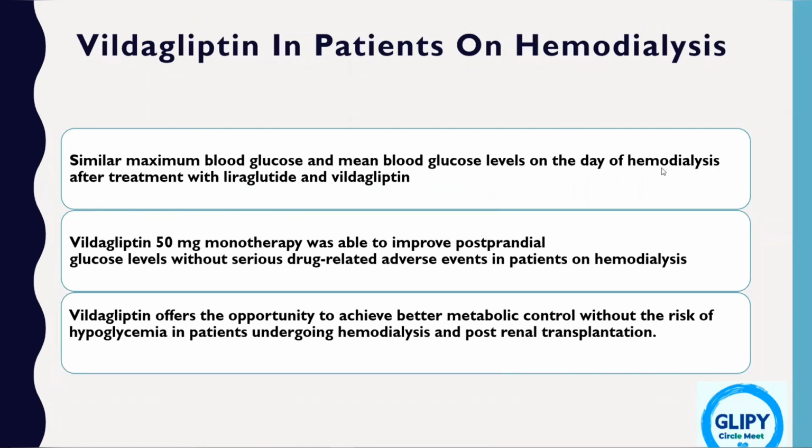So even in patients who were on hemodialysis, good control of both fasting as well as plasma glucose has been maintained by using vildagliptin and maybe sitagliptin. Vildagliptin 50 milligram monotherapy has been shown to be able to improve the postprandial glucose levels without any drug-related serious side effects in patients who are on hemodialysis. We routinely use them in patients who have undergone post kidney transplantation and having normal graft functions, obviously, and they are pretty safe there also.